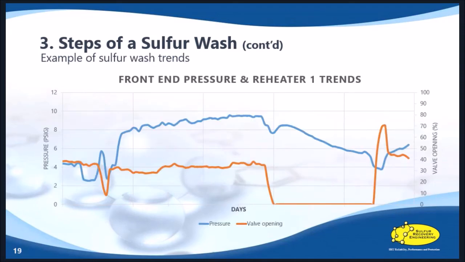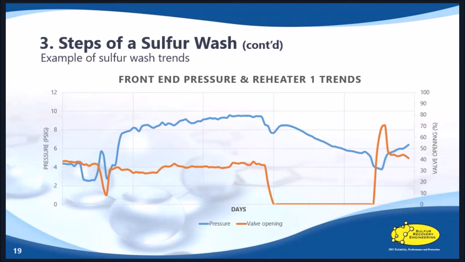Likewise, we have another slide here indicating the front end pressure from the beginning all the way with the reheater as well. In blue, we have our front end pressure, which utilizes the y-axis on the left, the primary. And we have in red the valve opening. We have a hot oil reheater here, so the valve opening to the hot oil reheater utilizes the secondary axis.